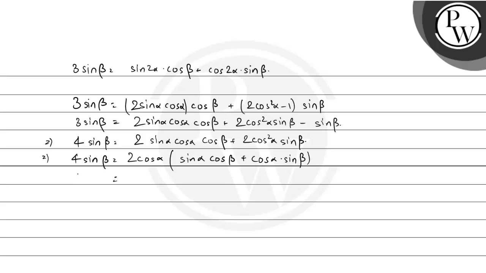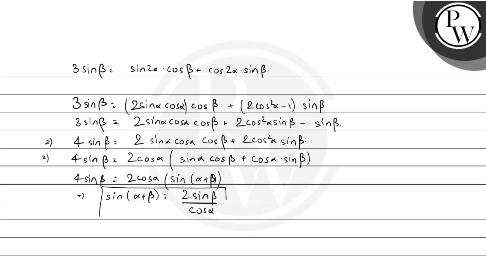So we obtain this as 4 sine beta times 2 cos alpha, and this will be rewritten as sine of alpha plus beta. Now I'll send this 2 cos alpha to the LHS so as to evaluate only the value of sine of alpha plus beta in terms of sine beta and cos alpha. And I'll obtain sine of alpha plus beta is equal to 2 sine beta upon cos alpha, which is the first thing that we'll be needing in the problem.